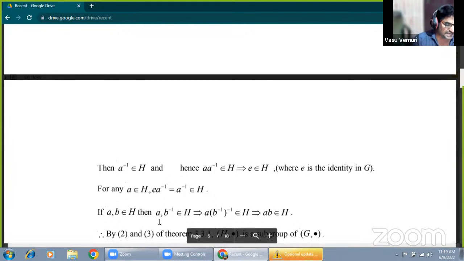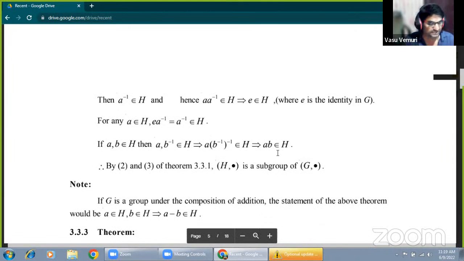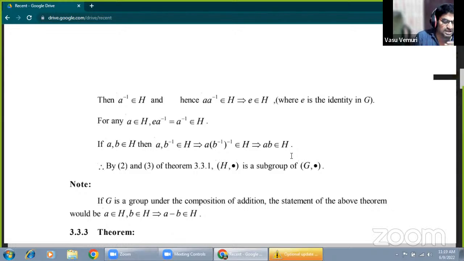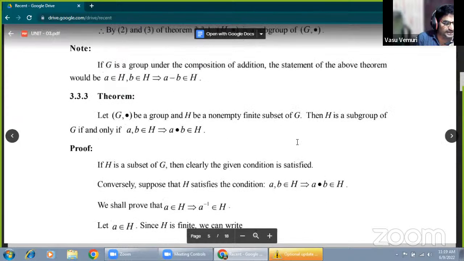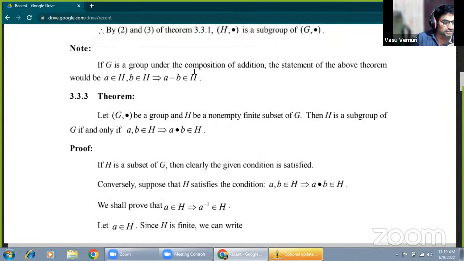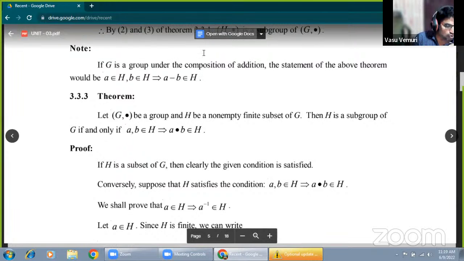And A, B belongs to H, A minus B belongs to H, with A minus B and its inverse. The inverse of minus B means minus of minus B. That is A plus B belongs to H. That is, the closure condition is satisfied with respect to the additive composition as the binary operation. That's why, by the second and third conditions in the first theorem, we already proved that H under addition is a subgroup of G under addition, by this individual effort according to this note. Now we have to practice this theorem in the above manner.